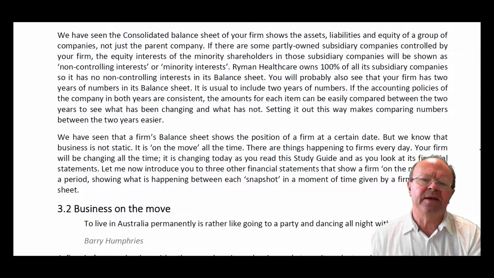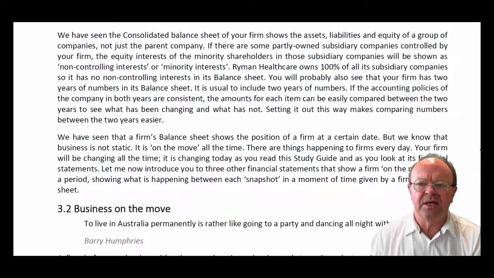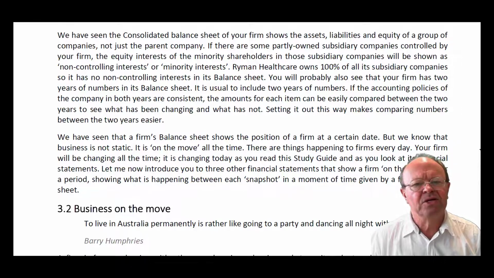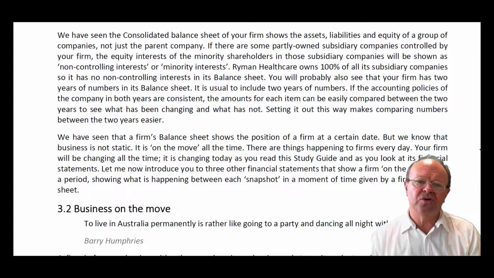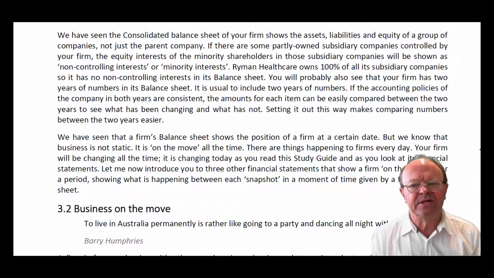We have seen the consolidated balance sheet of your firm shows the assets, liabilities and equity of a group of companies, not just the parent company. If there are some partly owned subsidiary companies controlled by your firm, the equity interests of the minority shareholders in those subsidiary companies will be shown as non-controlling interests or minority interests. Ryman Healthcare owns 100% of all its subsidiary companies, so it has no non-controlling interests in its balance sheet.